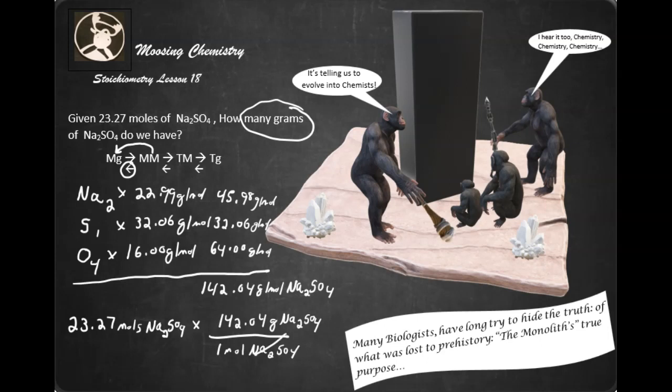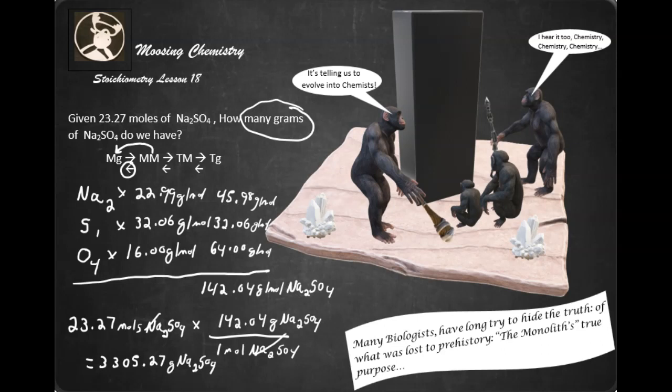So our moles are going to cancel out, and we're going to multiply 23.27 by 142.04. When we do that, we get a pretty big number. We get 3,305.27 grams of sodium sulfate.